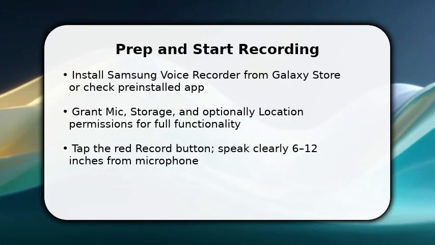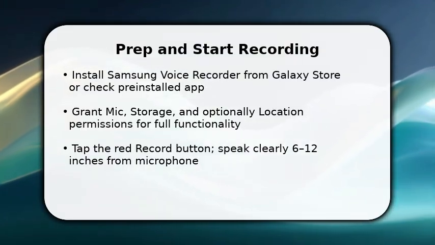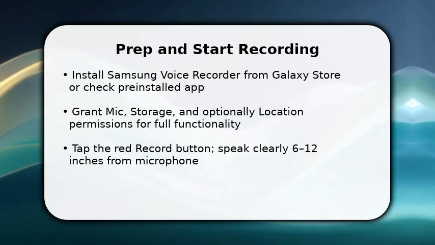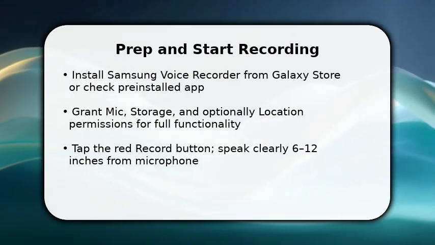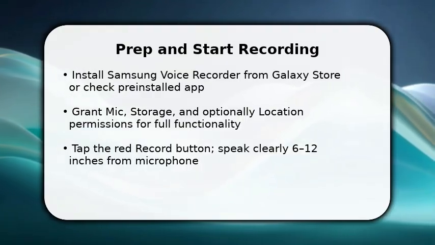You've got the app and permissions. Now start recording. Open Samsung Voice Recorder and tap the red record button to begin. This initiates real-time capture. Speak naturally and keep the phone microphone 6-12 inches from your mouth for clear audio.